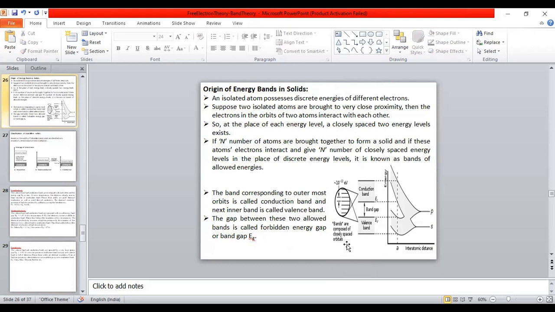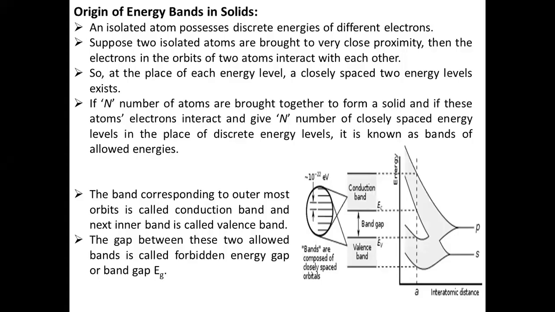See here, the origin of energy bands in solids. An isolated atom possesses discrete energies of different electrons. Suppose two isolated atoms are brought to very close proximity, then the electrons in the orbits of the two atoms interact with each other. So in place of each energy level, two closely spaced energy levels exist. As I showed you earlier, when two atoms interact, a single energy level gets split into two.